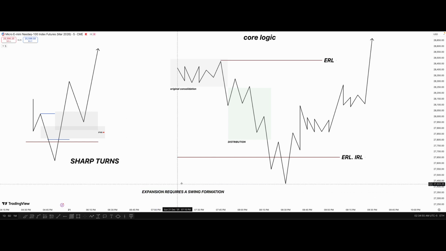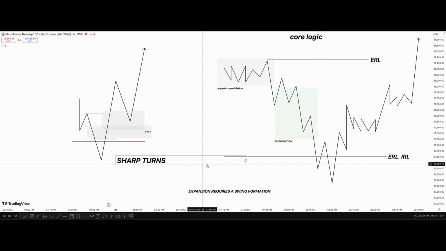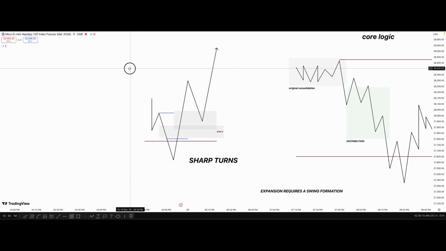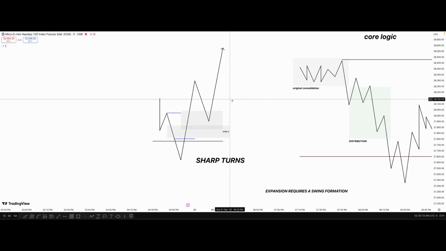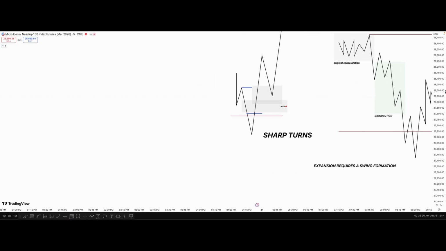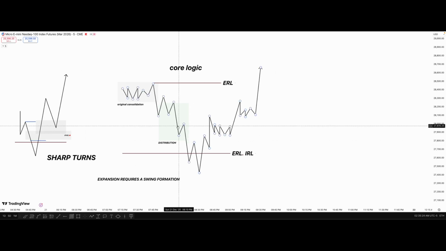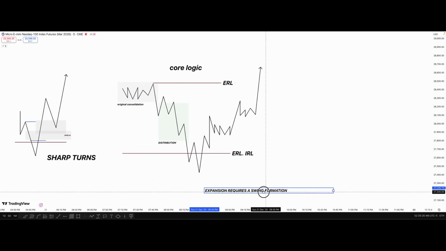What do I actually mean by this? A swing formation is any low being created by three candles, right? A candle 1, candle 2, and a candle 3, right? That's the motive. So how do we actually understand this? Maybe this is happening in the lower time frame, right? This is happening in the lower time frame. So if I just narrow it down and just show you how the candles print, it will be something like this.